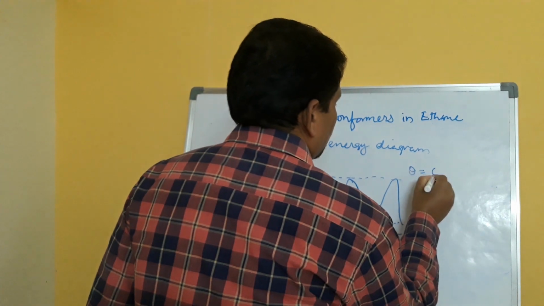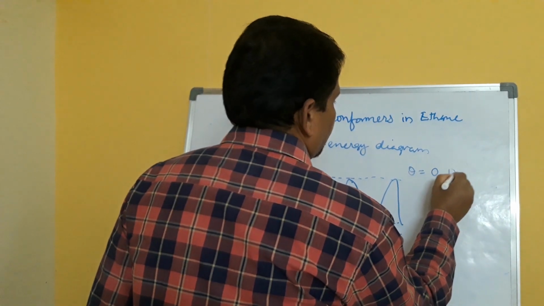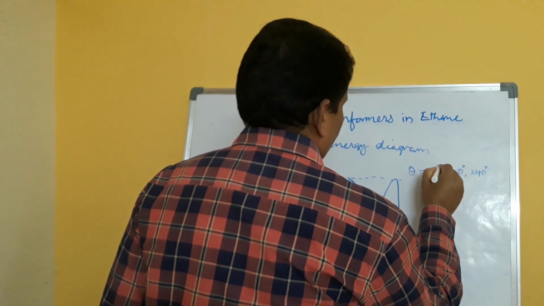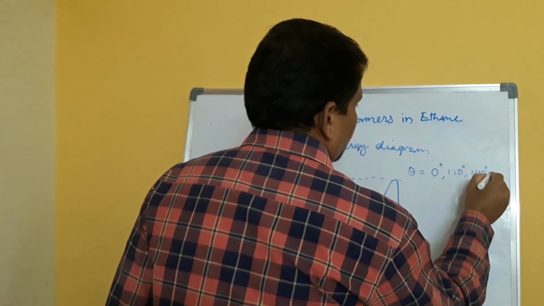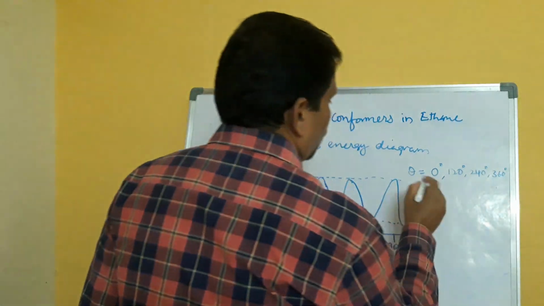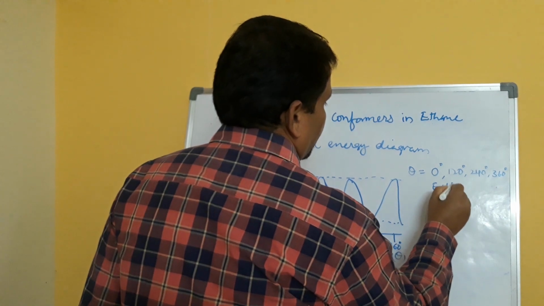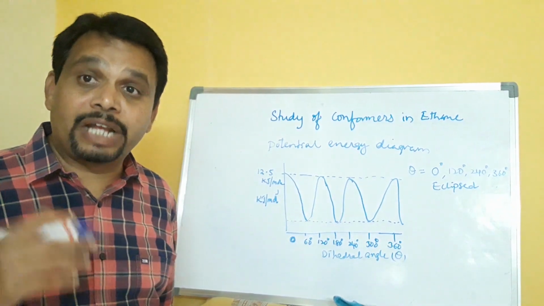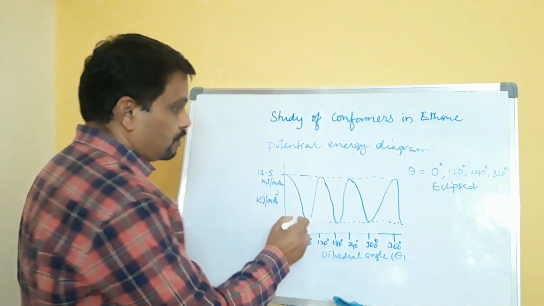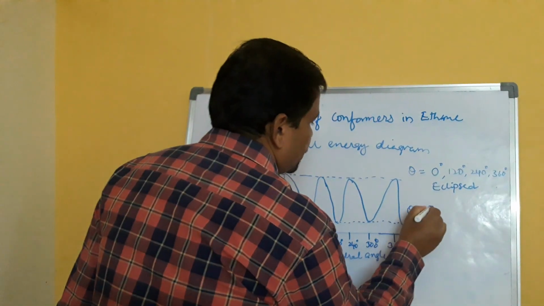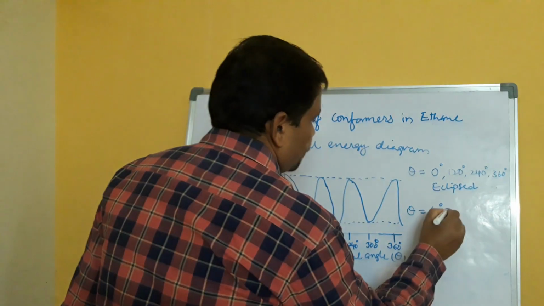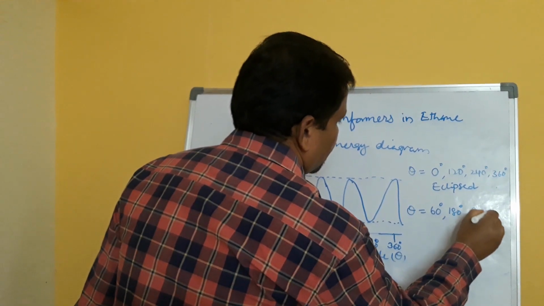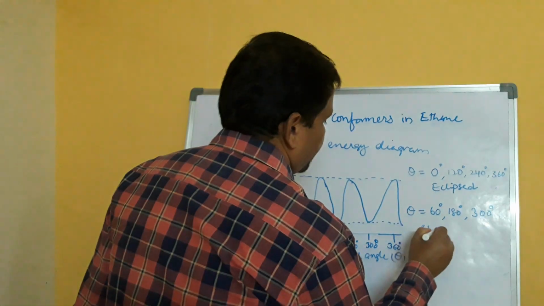Dihedral angle 0 degrees, 120 degrees, 240 degrees, and 360 degrees. All are eclipsed conformers. Eclipsed conformers, therefore they are less stable and more energetic. So what about dihedral angle at 60 degrees and 180 degrees and 300 degrees? It is staggered conformer.